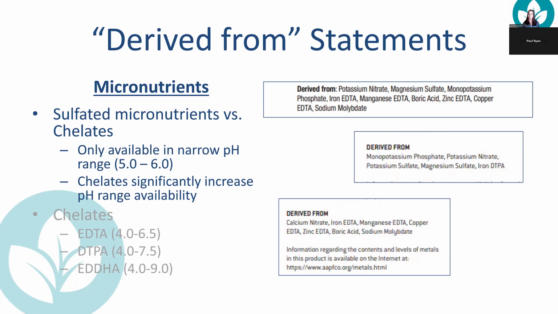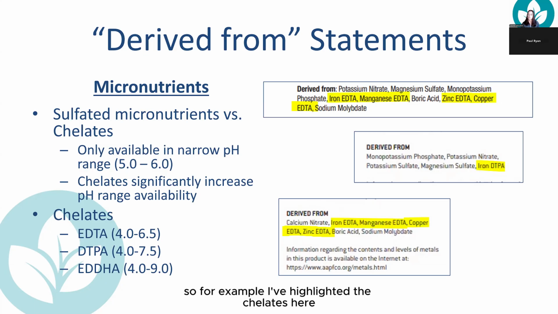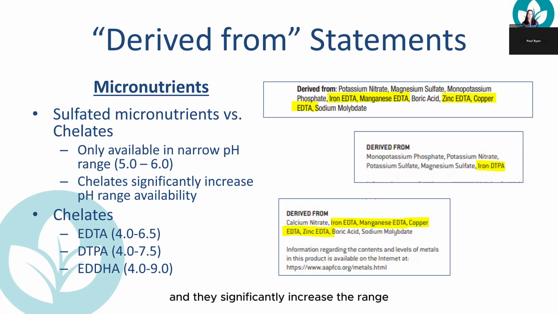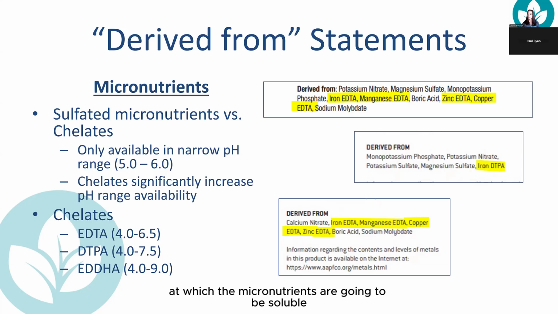Whereas if chelated micronutrients are utilized, that significantly increases the solubility range. So you can allow your pH to fluctuate a little bit more and still be comfortable in knowing that your micronutrients are going to be plant available. For example, I've highlighted the chelates here on these fertilizer labels. There are three different types of chelates: EDTA, DTPA, and EDDHA, and they significantly increase the range at which the micronutrients are going to be soluble.